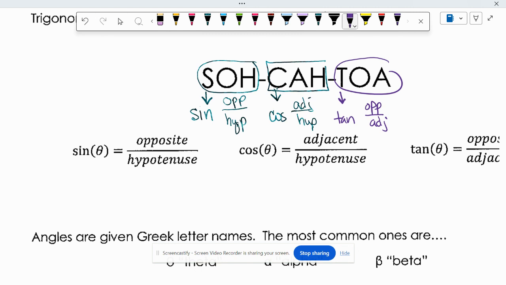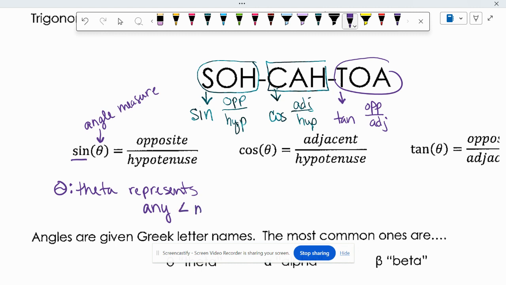So you just call it SOHCAHTOA. That's how you remember it. SOHCAHTOA. Okay. So the sine of any angle, this is just an angle measure. Okay, that's all that is. That little symbol is called theta. It's just a Greek letter, right? It's called theta, and it just represents an angle measure. It can be any angle measure, okay? It's just a way to say, hey, that's an angle.